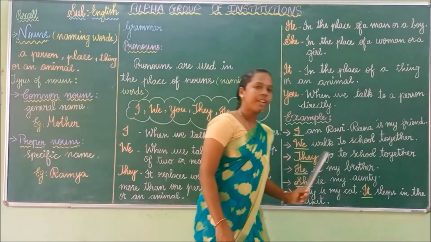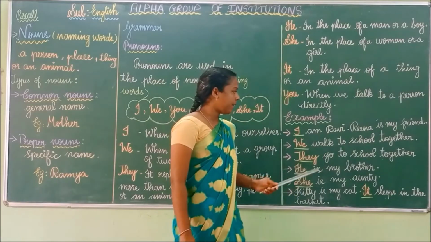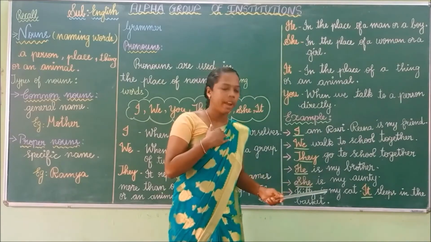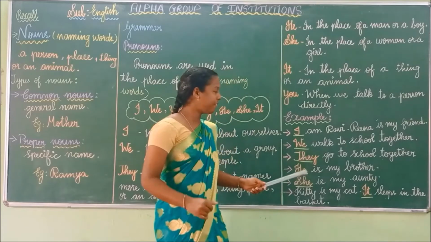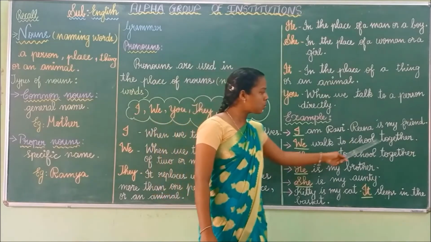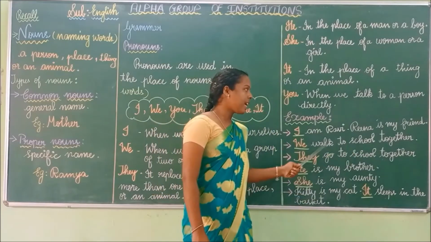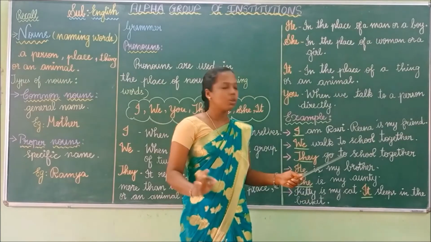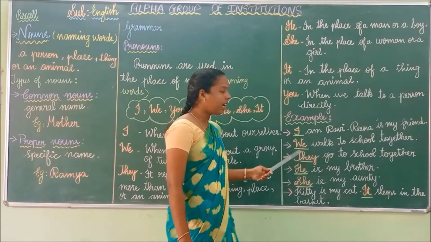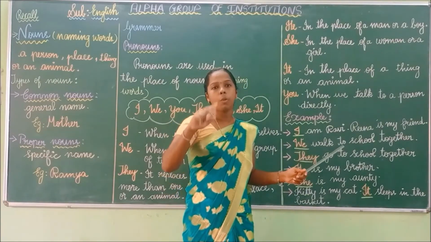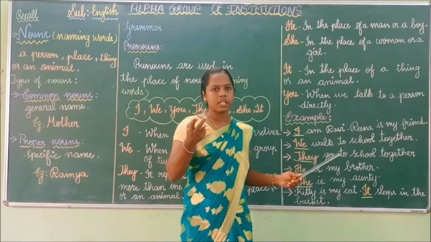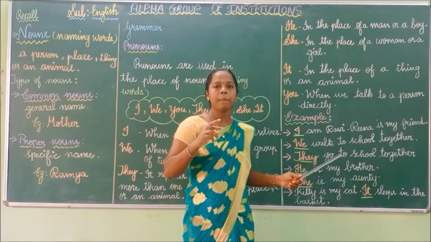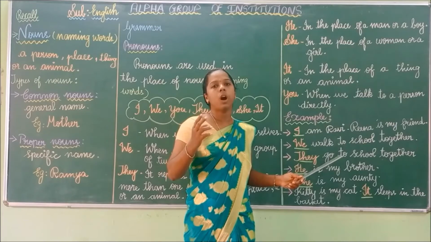Reena is my friend. So Ravi is telling, I am Ravi. Reena is my friend. We walk to school together. Ravi and Reena walk to school together. Here we are talking about more than two persons.